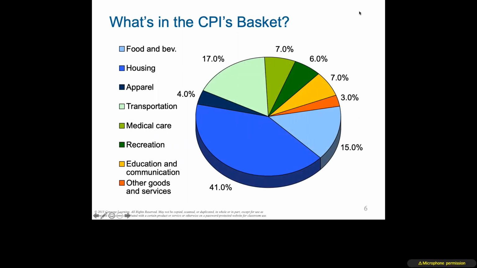The categories are foods and beverages, here 15%-ish, housing, look at that, apparel, transportation, medical care, recreation, education and communication, and other goods and services.